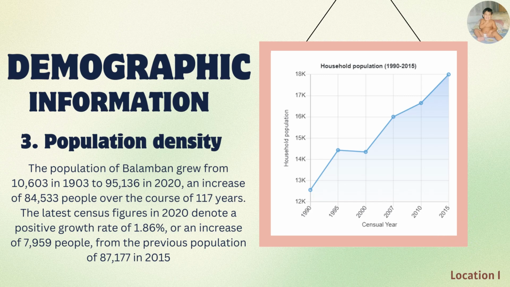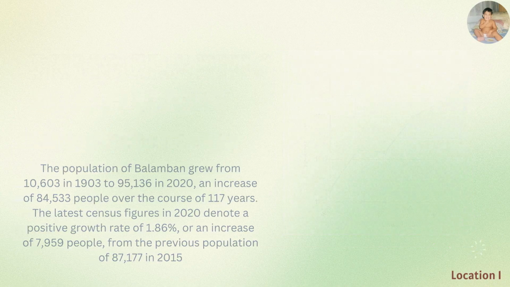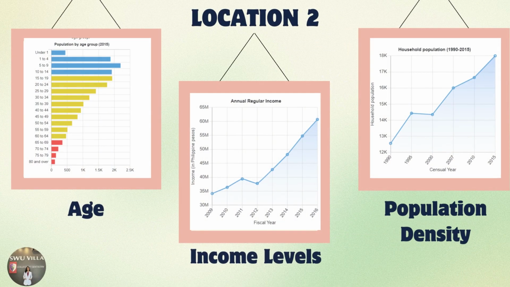The latest census figures in 2020 denote a positive growth rate of 1.86%, or an increase of 7,959 people from the previous population of 87,177 in 2015. Here are the demographic information for the second location.